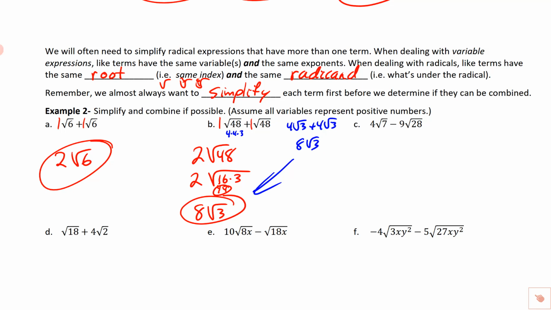So what I want to really look at are things like this, where we look at this and we say, wait a minute, they both have the same root, they're both square roots, but this has a radicand of 7 and this has a radicand of 28. No way we're going to be able to combine those. We can if we simplify them.